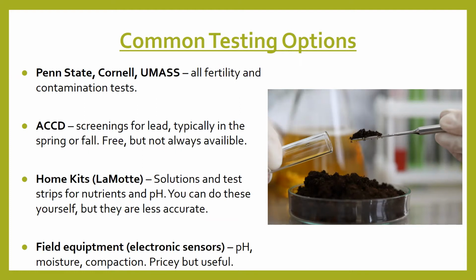Other types of testing can also be field equipment. There are electronic sensors that you can buy that you can stick a probe in the ground and it will tell you the pH or what the current soil moisture is. Or we have a thing called a penetrometer, which is essentially a long probe with a gauge at the top, and you push it into the ground and it can tell you how compacted the soil is based on how hard you have to push to get the probe to go in.